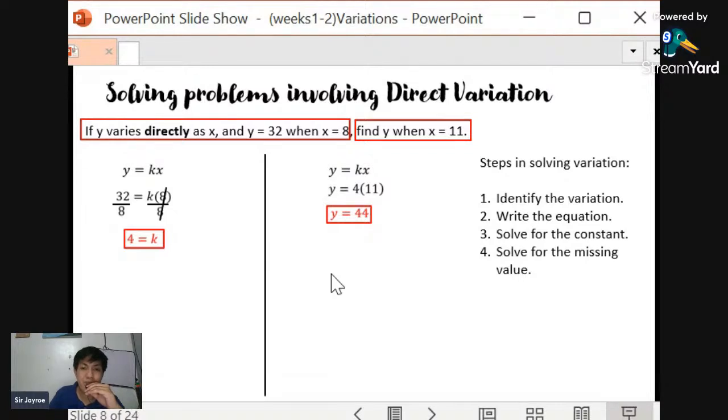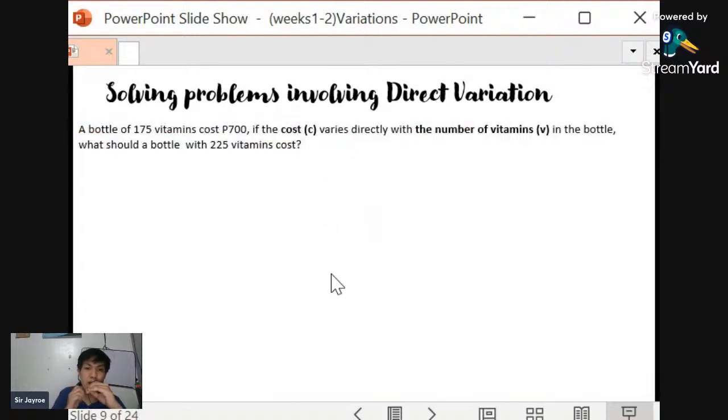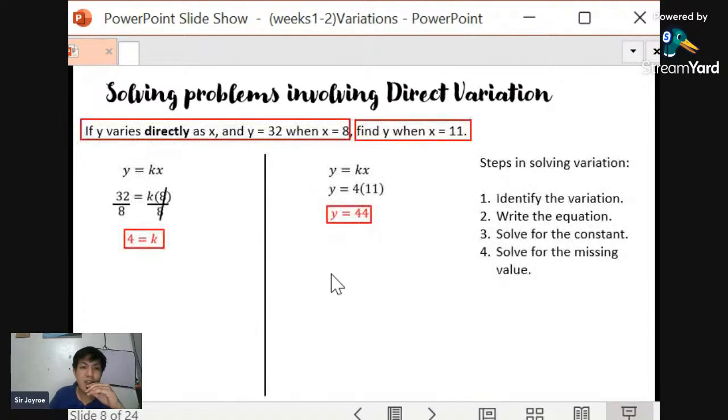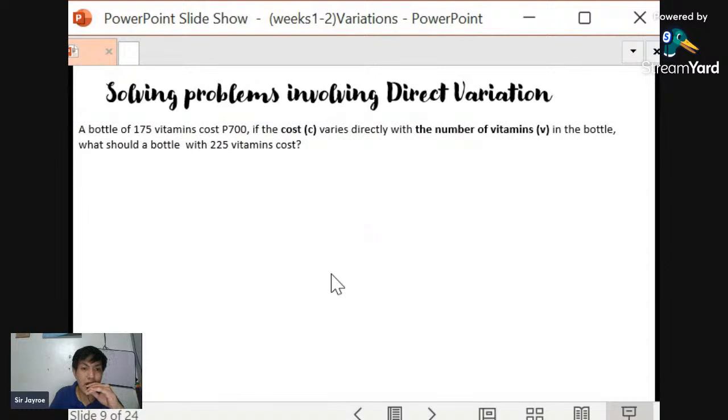So next, para mas makuha pa natin yung solving problems. Okay, now, this is the real solving problem. Kasi kanina, it's just a statement, no? If y varies directly as x, and y is equal to 32 when x is equal to 8. So that is just a plain problem. But this time, we're going to use a real-life situation. Okay, so this is the real-life situation problem, and we're going to solve for this. A bottle of 175 vitamins cost 700 pesos.